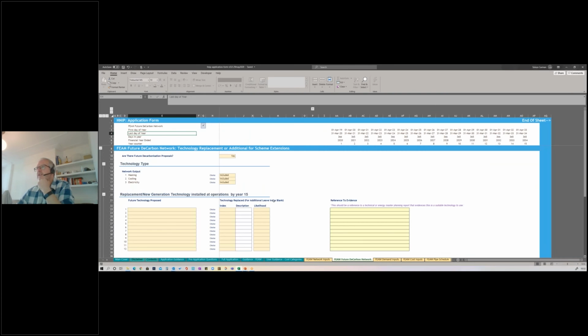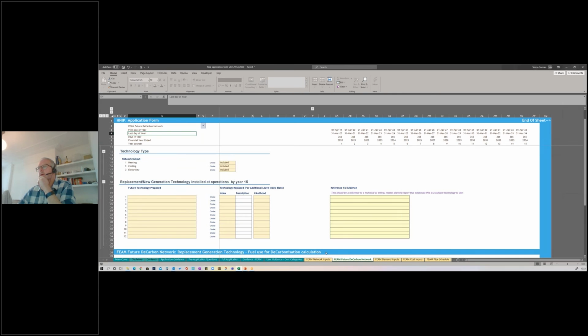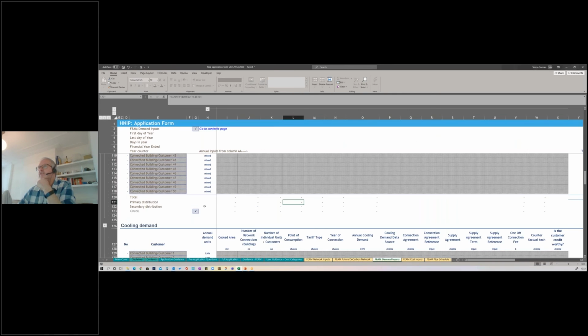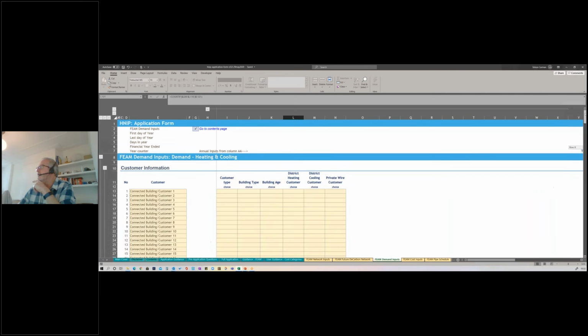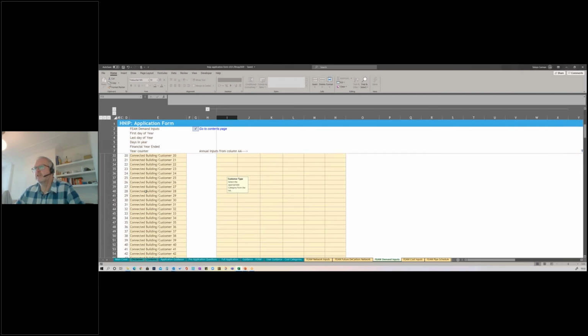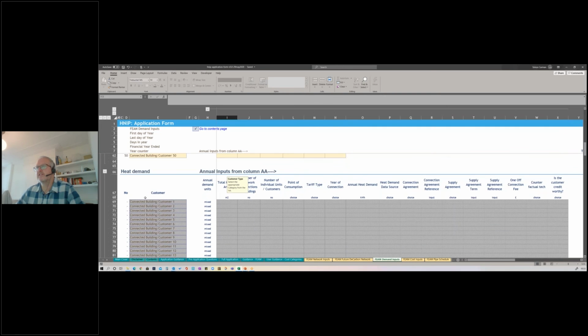I'll whiz through the rest of these now. So the demand sheets, that's future decarbonisation. The demand sheets has heating and cooling customers. You set up your customers here. You say what the customer type is from a drop-down menu: building type, building age, whether they're a district heating customer, cooling, or a private wire customer. And once you've input your customers, that then populates this information down here.